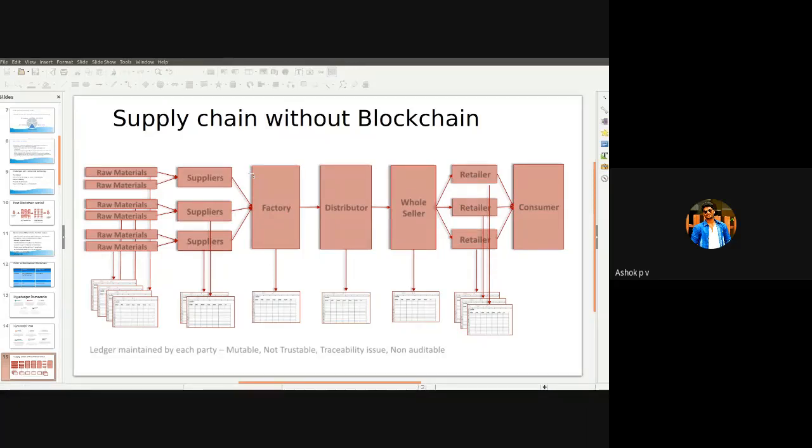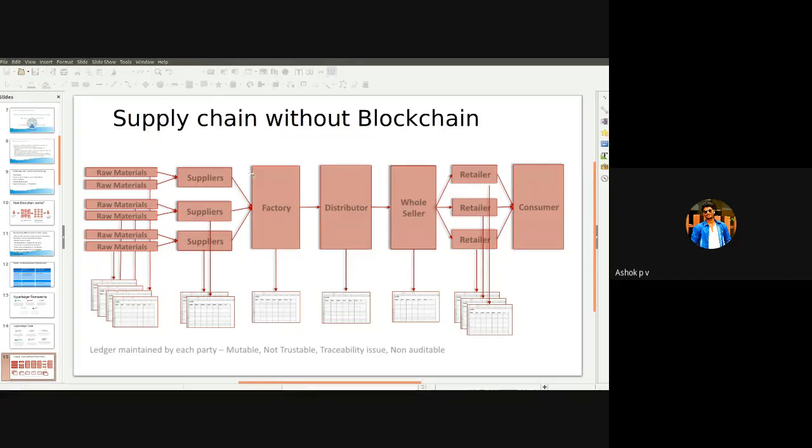So, supply chain without blockchain. As I was saying, we're talking about the food industry. Without blockchain, the raw materials come from a factory, and you produce them and give them to suppliers. Then it goes to another factory and gets processed, then goes to the distributor, wholesaler, retailer, and consumer.